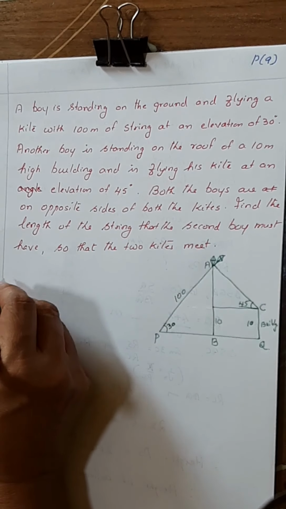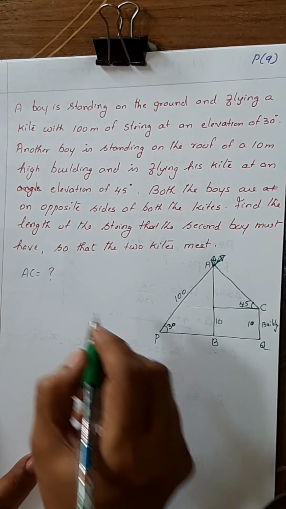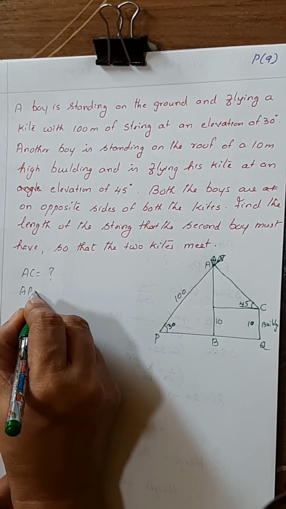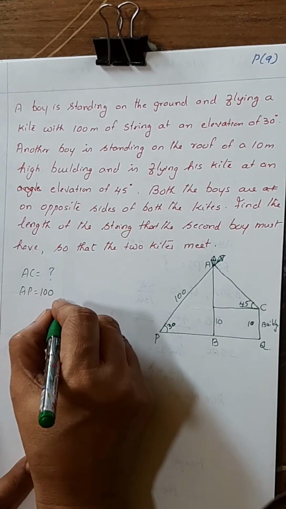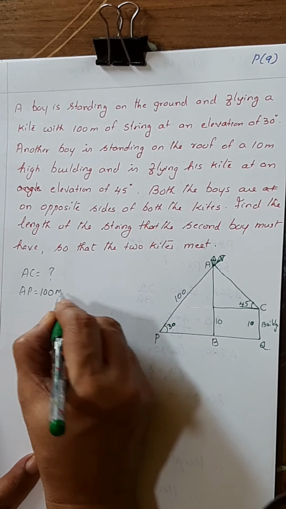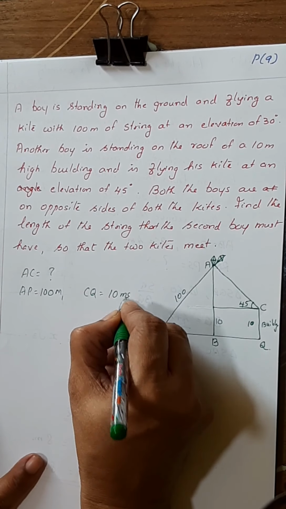So AC is what we have to find. AP is given as 100 and CQ is also given as 10 meters.